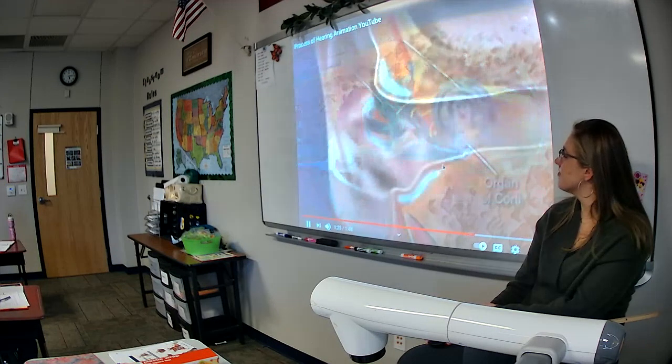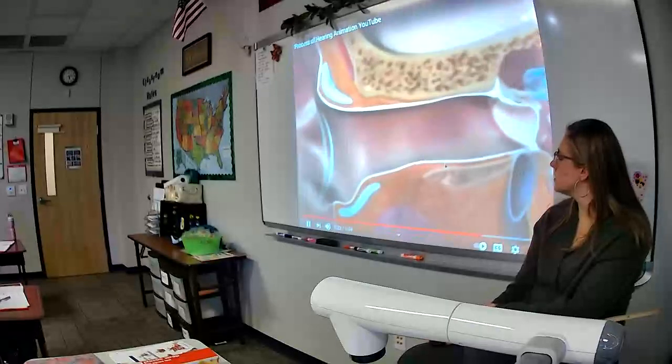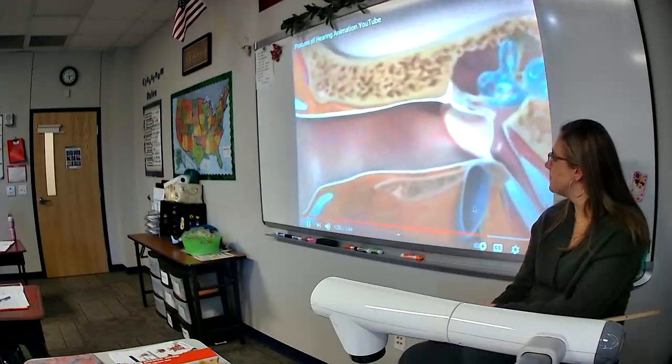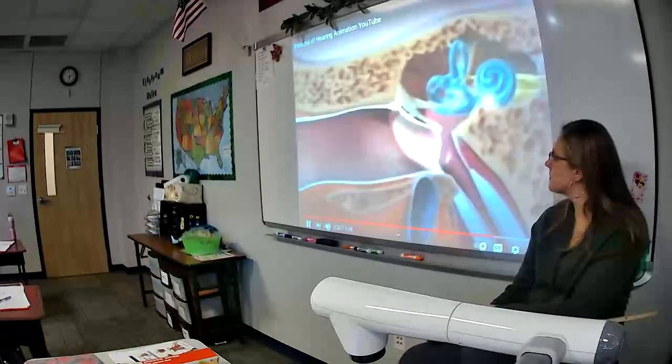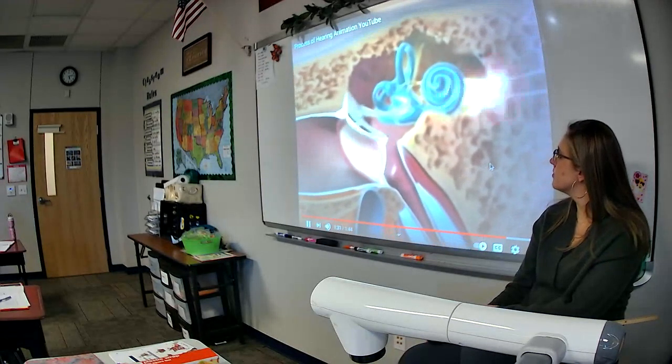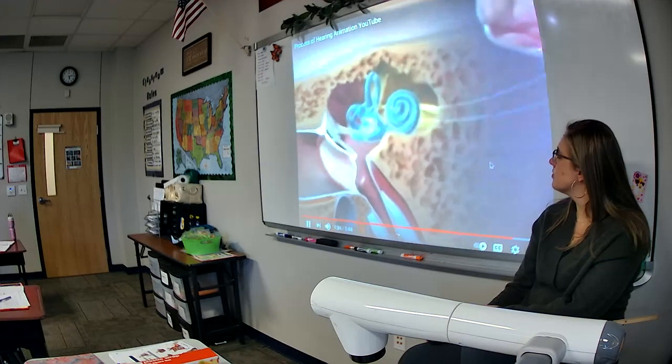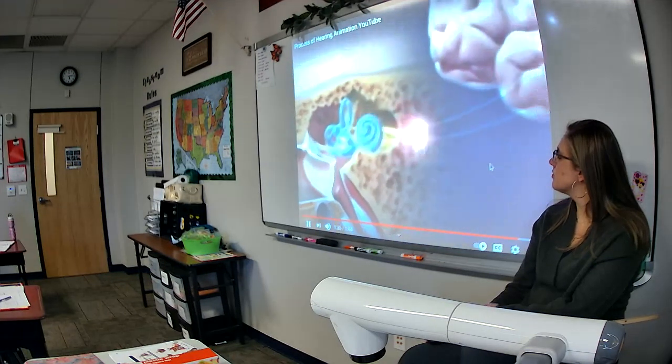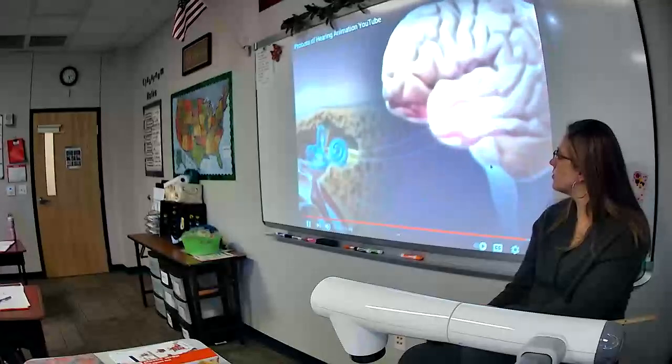Sound waves are collected by the auricle, or outer ear, and sent to the auditory canal, tympanic membrane, ear bones, and then to the cochlea, where the vibrations are changed by the organ of Corti to nerve impulses and transmitted by the auditory or cochlear nerve to the temporal lobe of the brain for interpretation.